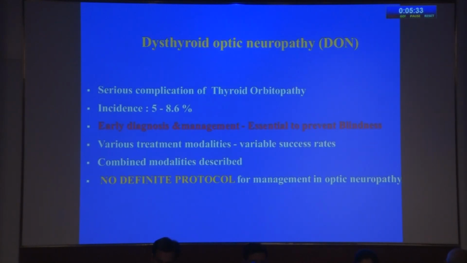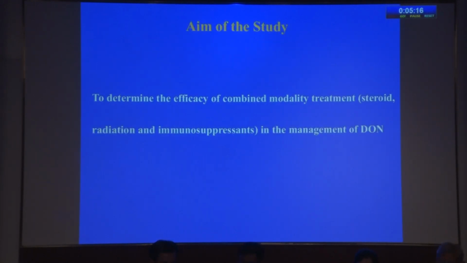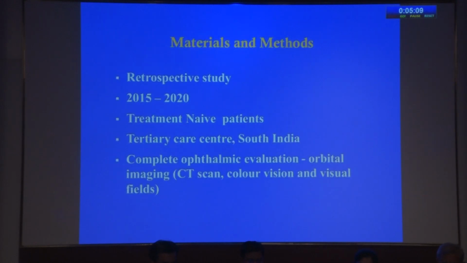So as we know, thyroid optic neuropathy is a serious complication of thyroid orbitopathy with an incidence of 5 to 8.6%. Early diagnosis and management is essential to prevent blindness. Various treatment modalities have been described with a variable success rate, but no definite protocol for the management of dysthyroid optic neuropathy. So in this scenario, we did a study to determine the efficacy of combined modality treatment in the management of dysthyroid optic neuropathy.